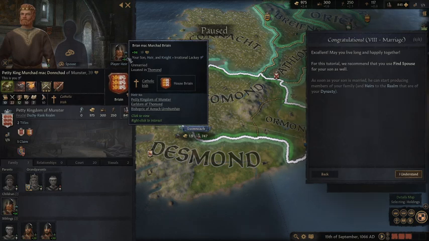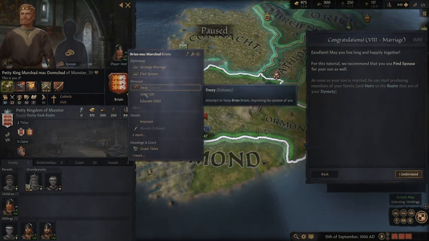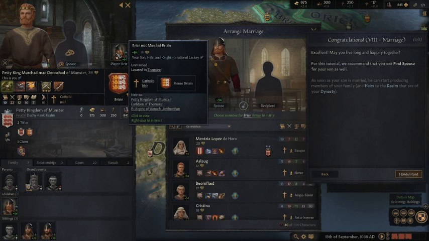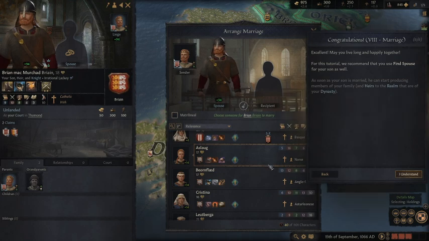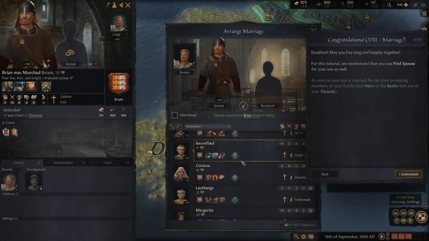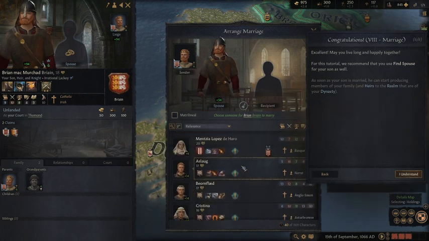As soon as your son is married, he can start producing members of her family. So let's find a spouse for her son, who is 18. A few options for somebody that can bring the quick trait into the dynasty. Let's go with Mencia Lopez.